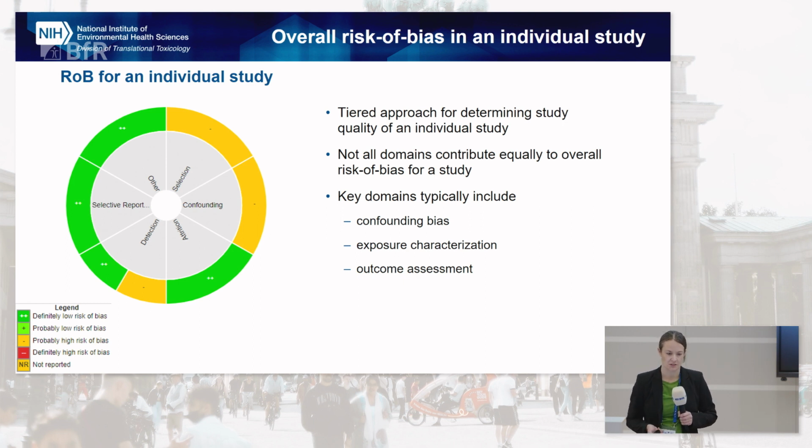That's because, as Holger talked about, not all of the domains contribute equally to an overall risk of bias in a study. Some of them are more influential than others. And so in observational studies, typically key domains include confounding bias, exposure characterization, and outcome assessment.